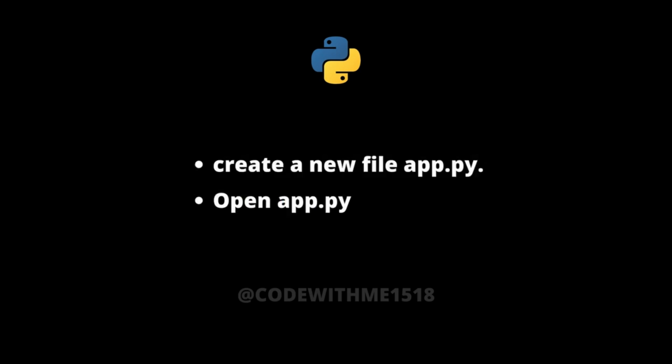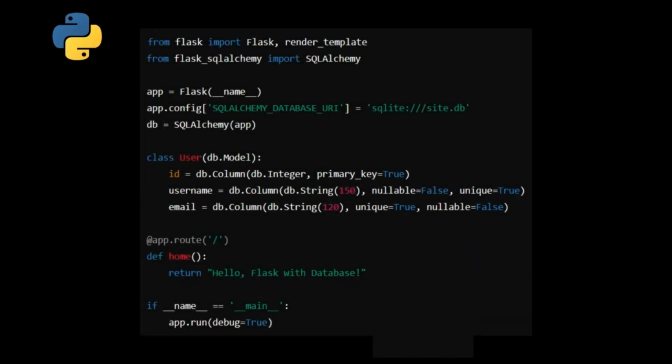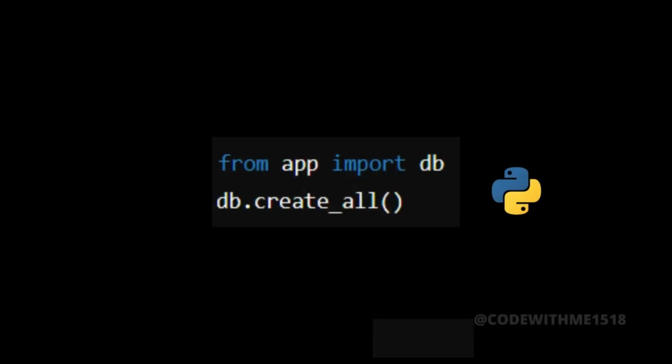Next, create a new file called app.py. Open app.py in your text editor and add the following code. This code sets up a basic Flask application with an SQLite database using SQLAlchemy. We define a user model with ID, username, and email fields. To create the database, open a Python shell and run the following commands.